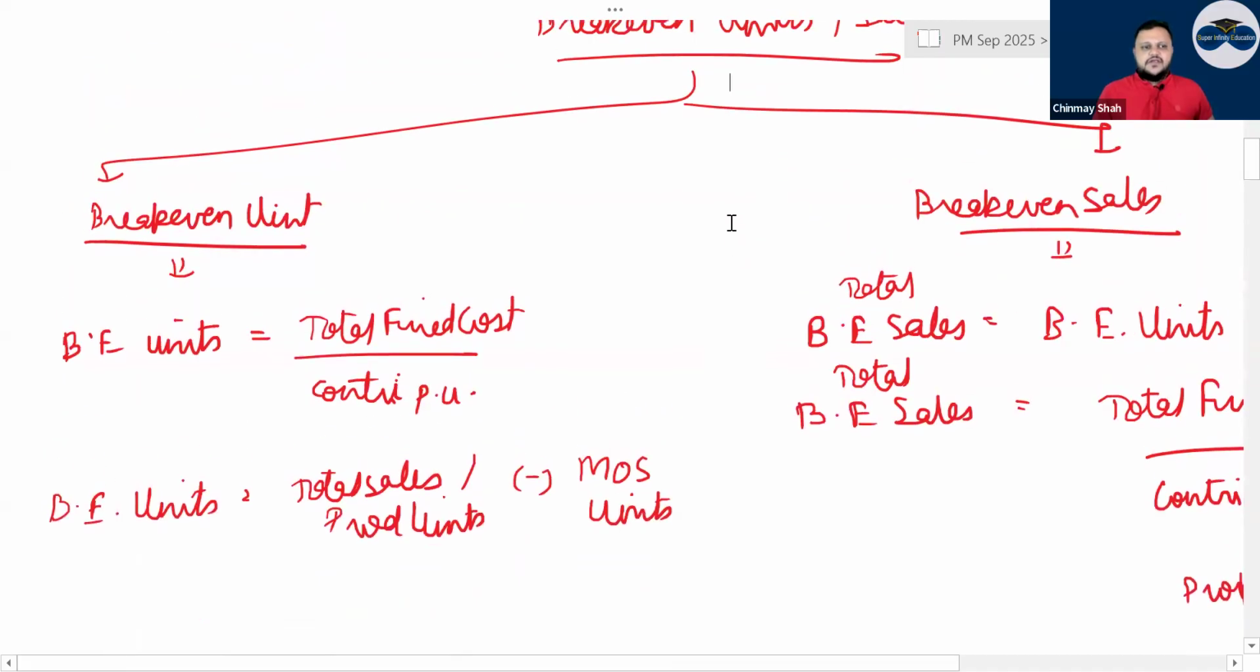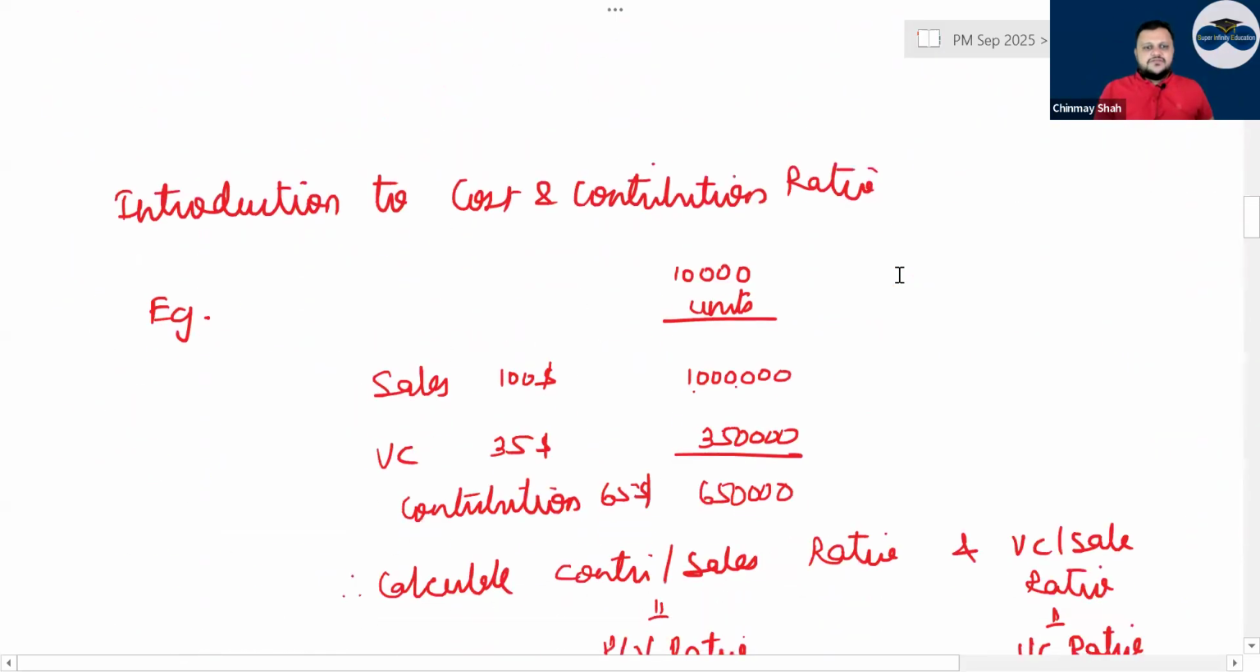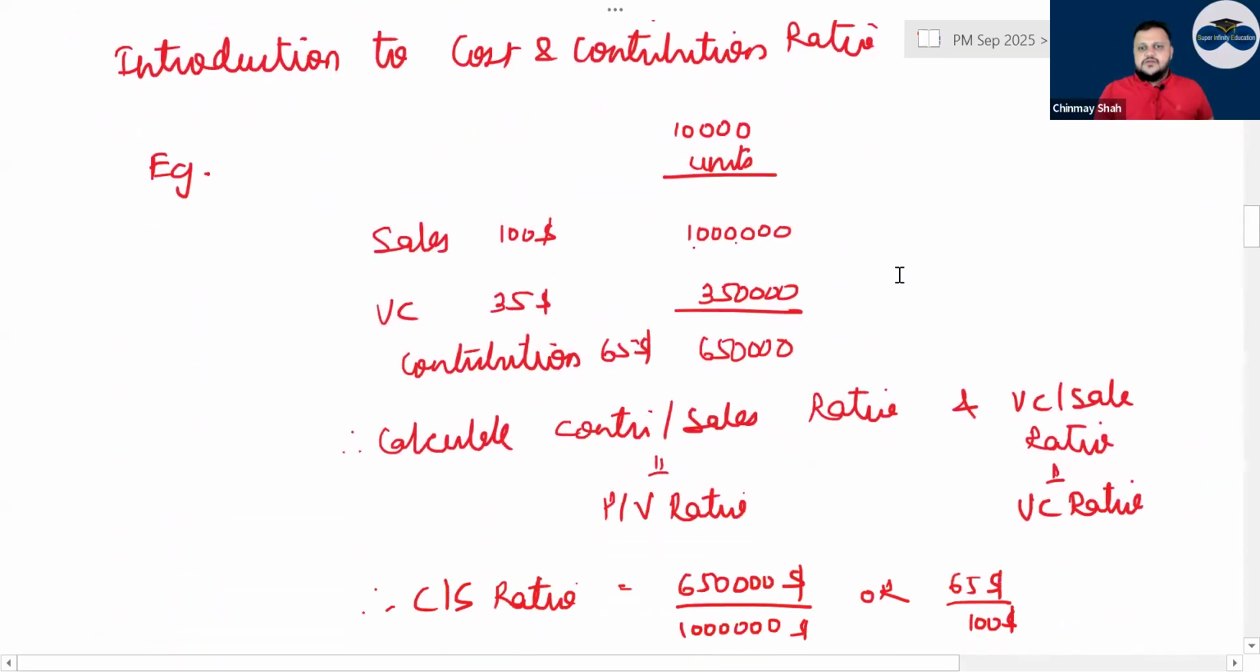Then break even units are what? Total fixed cost divided by the contribution per unit. Are you okay with the logic of the formula?